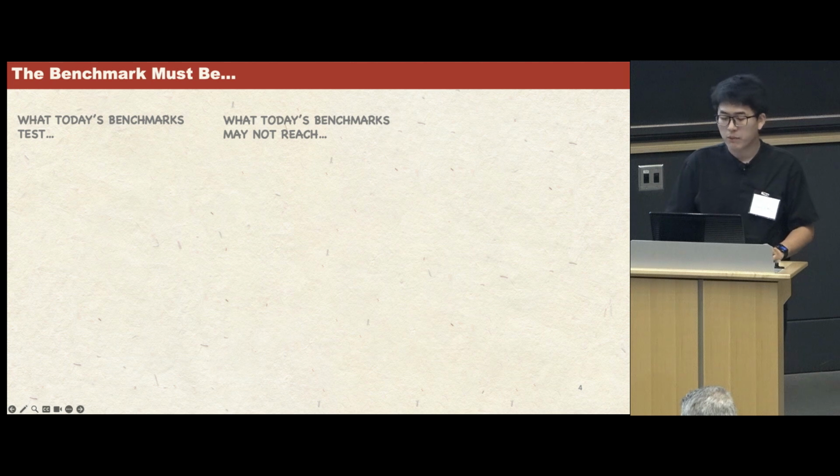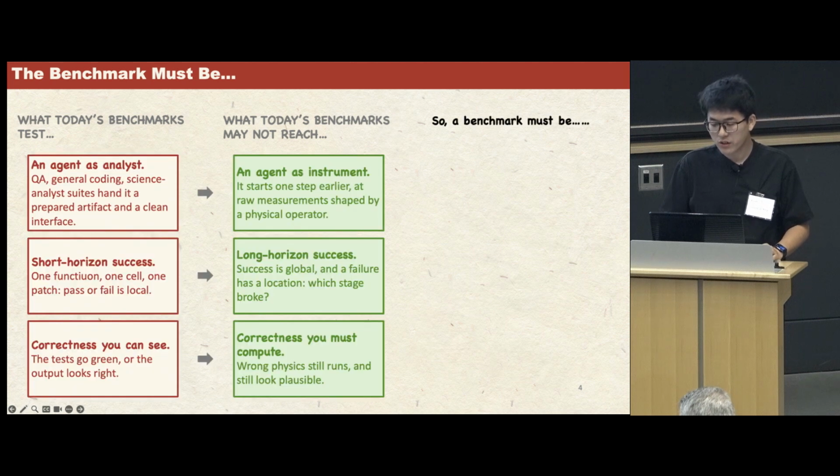Today there are many benchmarks. Existing benchmarks treat the agent as an analyst. They hand it a prepared artifact behind a clean interface, so the task is short horizon and the correctness is something you can see. However, computational imaging asks the agent to be the instrument. It starts at the raw measurements shaped by the physical operator. The pipeline is long horizon, and the correctness is something you have to compute, because the wrong physics still runs and still looks very plausible.